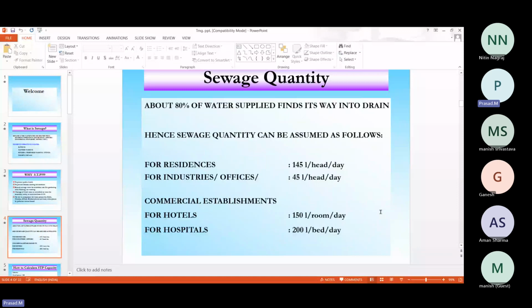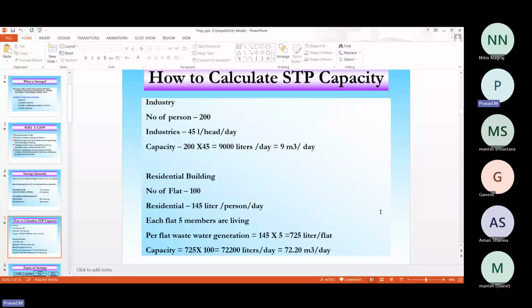Now how to calculate STP capacity? I have given an example for industry. Suppose the number of persons is 200. When you go to an industry, you have to ask how many persons are working there. Suppose 200 people are working, and the assumption for industry water consumption is 45 liters per head per day. So we calculate the capacity: 200 into 45 is equal to 9,000 liters per day, which is equal to 9 cubic meters per day.